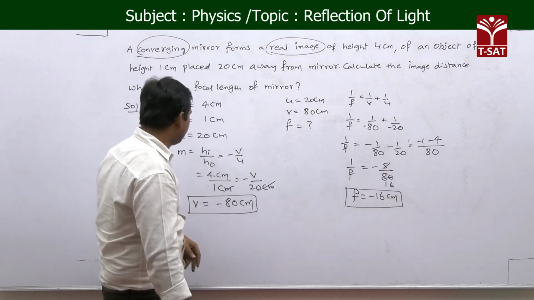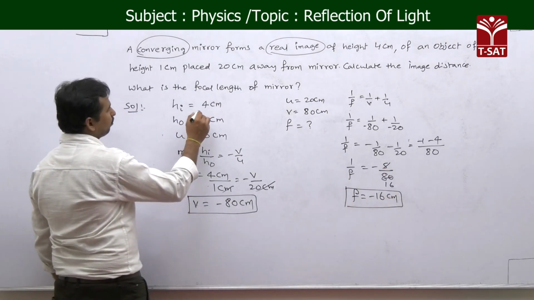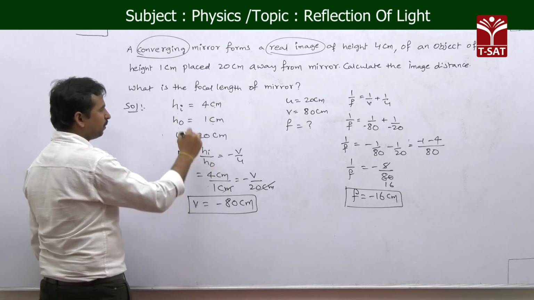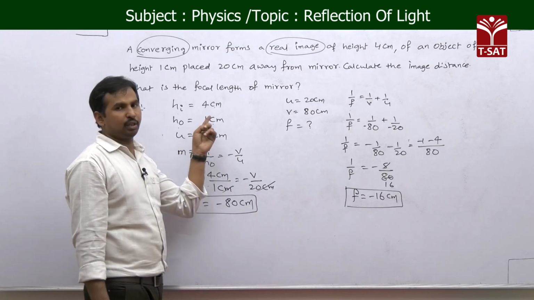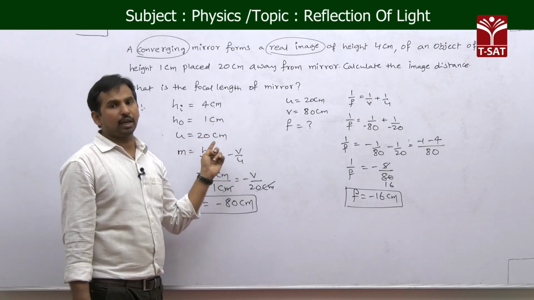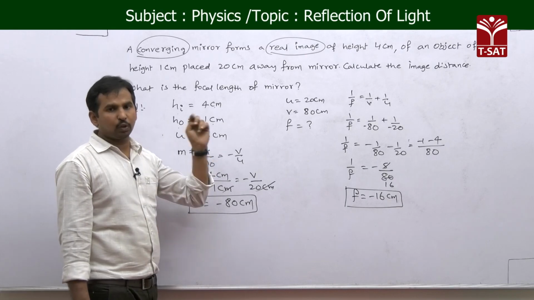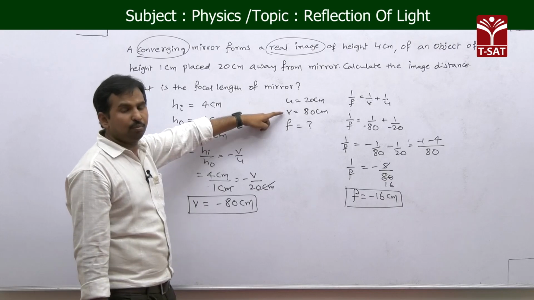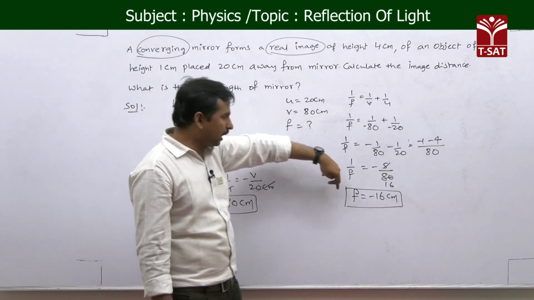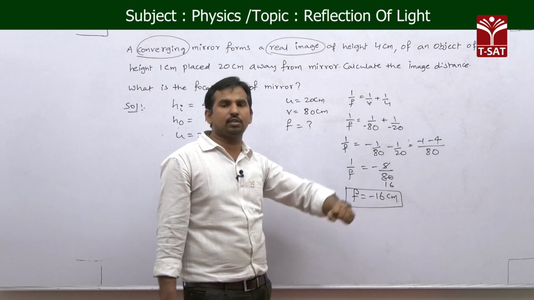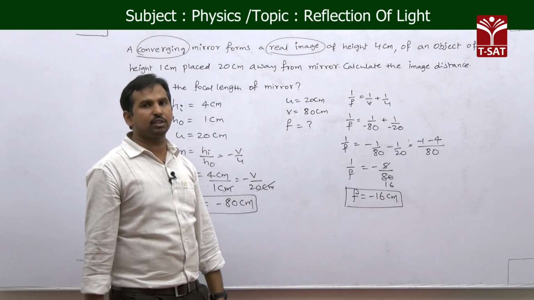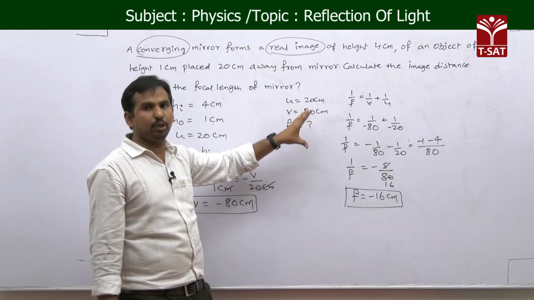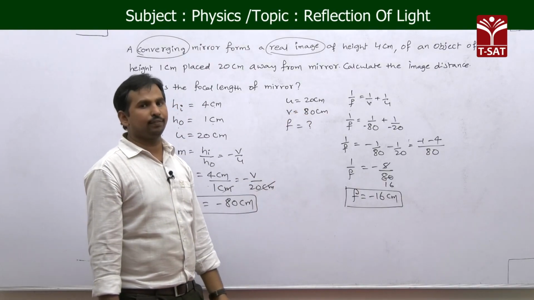Okay. And not only that, here if you observe, it is given that it is a magnified image, because height of the image is 4, height of object is 1, then height of image by height of object, m value is 4. Means that we are getting a magnified image. If you are getting the magnified image, the position of the image should be in between C and infinity. As focal length is 16, focus position is at 16 centimeters. Then center of curvature is at 32 centimeters. Then we are getting the image at 80, which is beyond C, in between C and infinity.